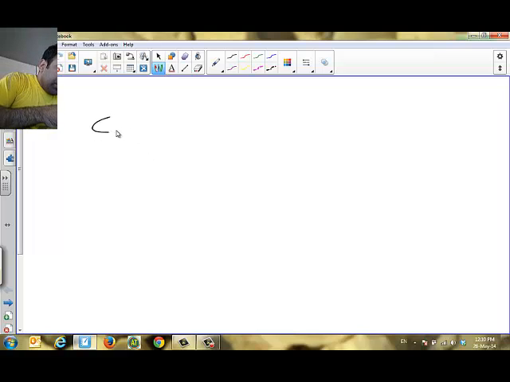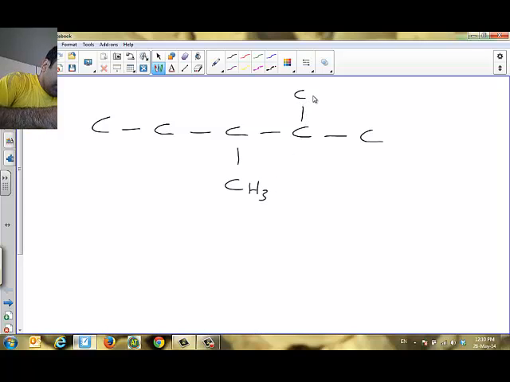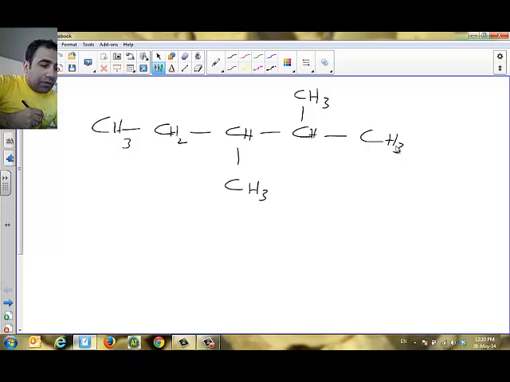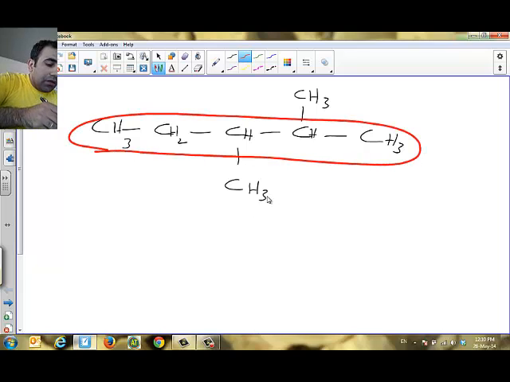If I ask you to name this compound, if you want to name this compound, the first thing you have to do is to take the longest chain and then circle the groups.